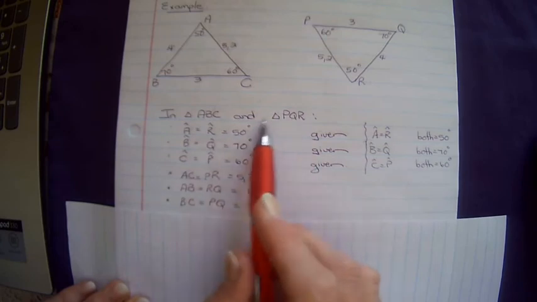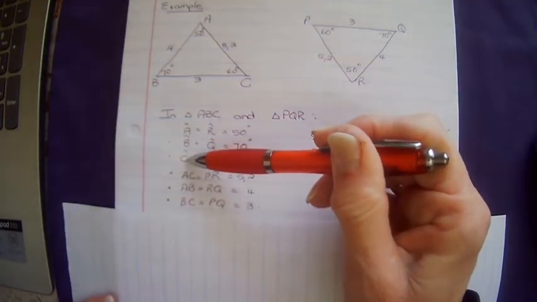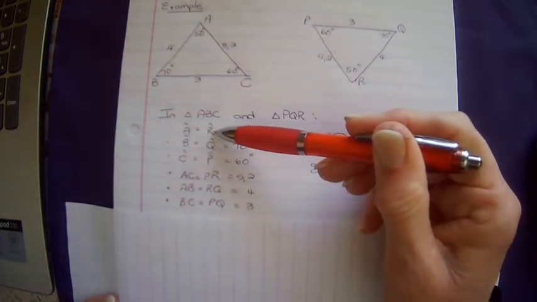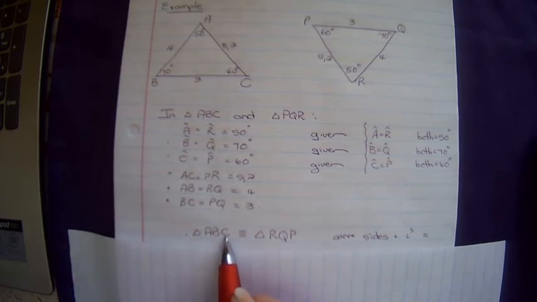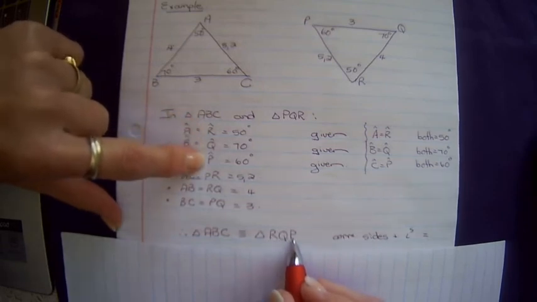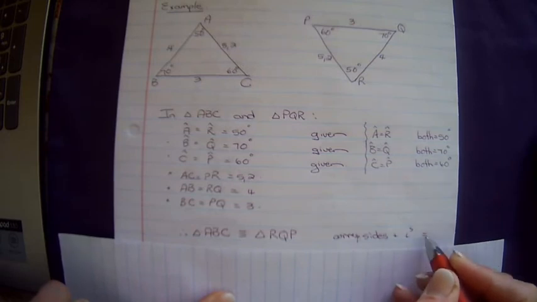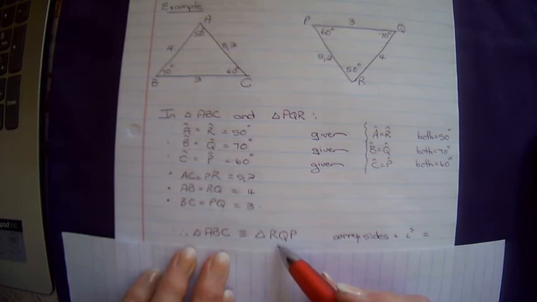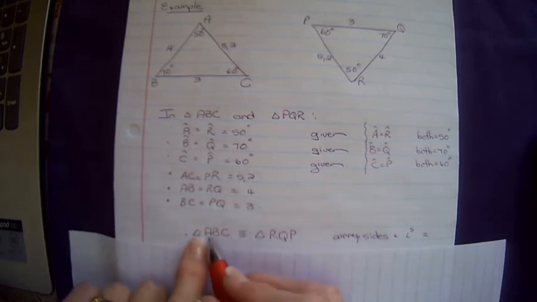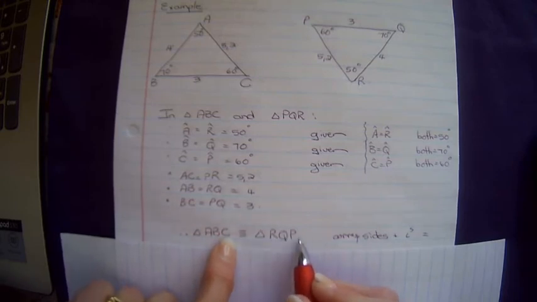Now how do I write the congruence down? If I write ABC, then on the other side I'm going to write RQP. So triangle ABC is congruent to triangle RQP. Reason: corresponding sides and equal angles are equal. Does the order matter? Yes, the order matters. A should be equal to R, B should be equal to Q, and C equal to P.